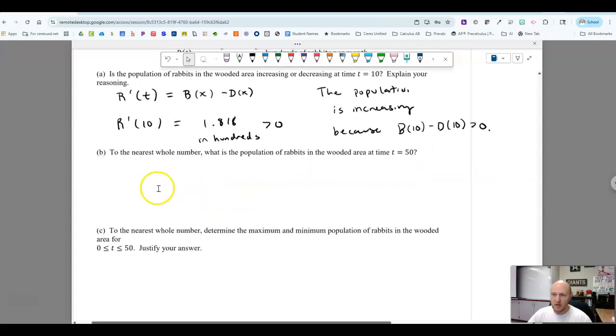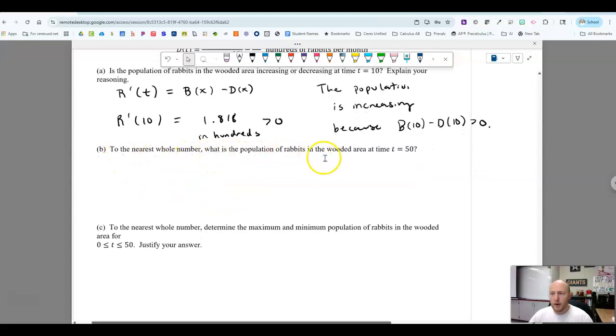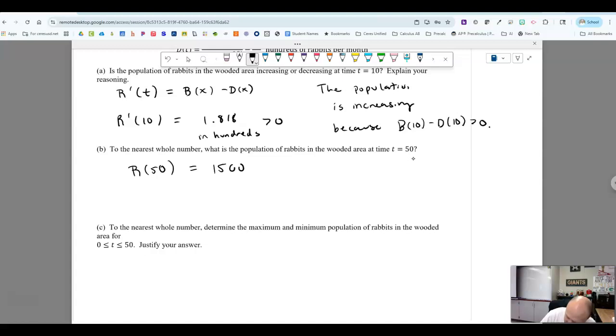Part B. To the nearest whole number, what is the population of rabbits in the wooded area at time 50? So R of 50 they want. Well, we start out with 1,500 rabbits at time t equals 0. There's my initial value. And I'm going to integrate from 0 to 50 of the birth of the rabbits minus the death of the rabbits, and we're going to integrate those rates and come up with a new total here.